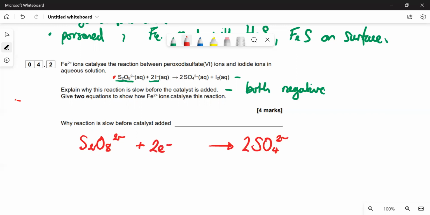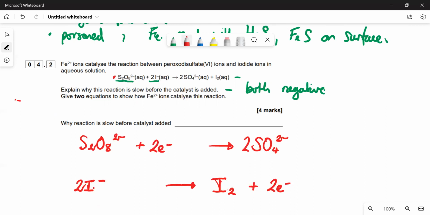Now let's do the iodide ion. So we've got 2 I- ions. Now that's going to go to I2. We've got no hydrogens or oxygens to worry about there, but we need to put 2 electrons on the right-hand side of that equation.